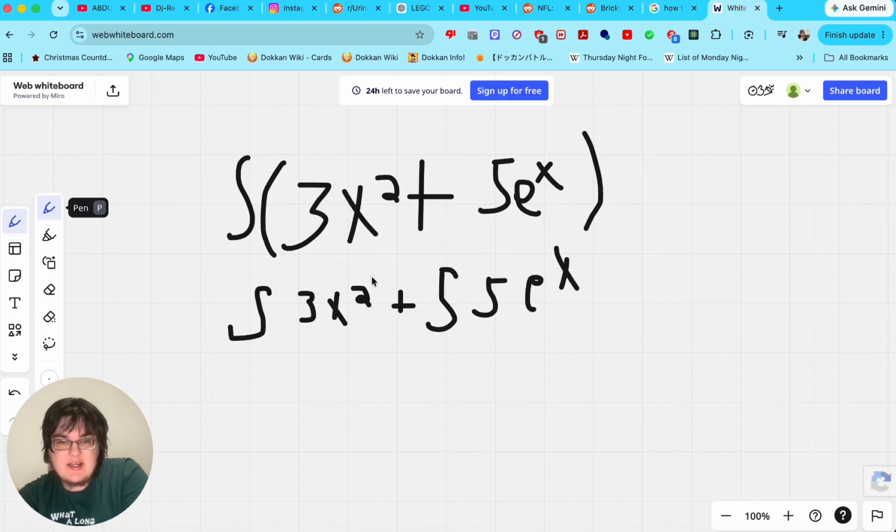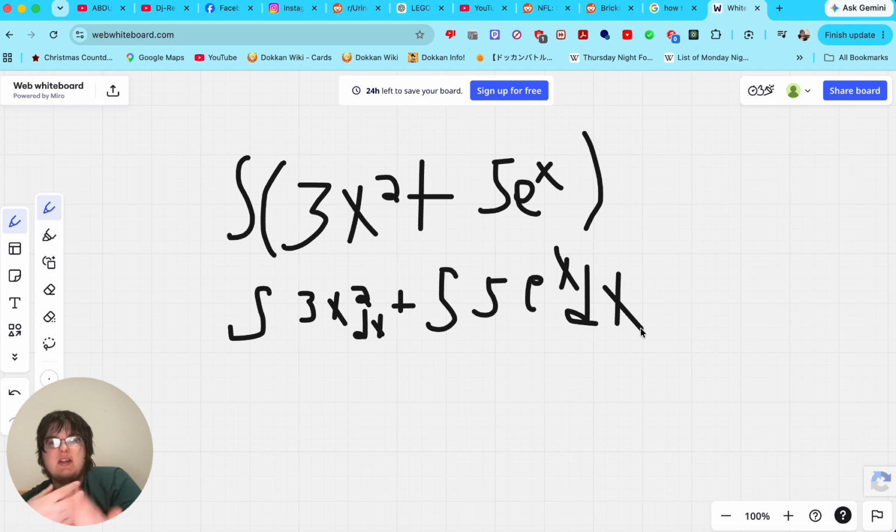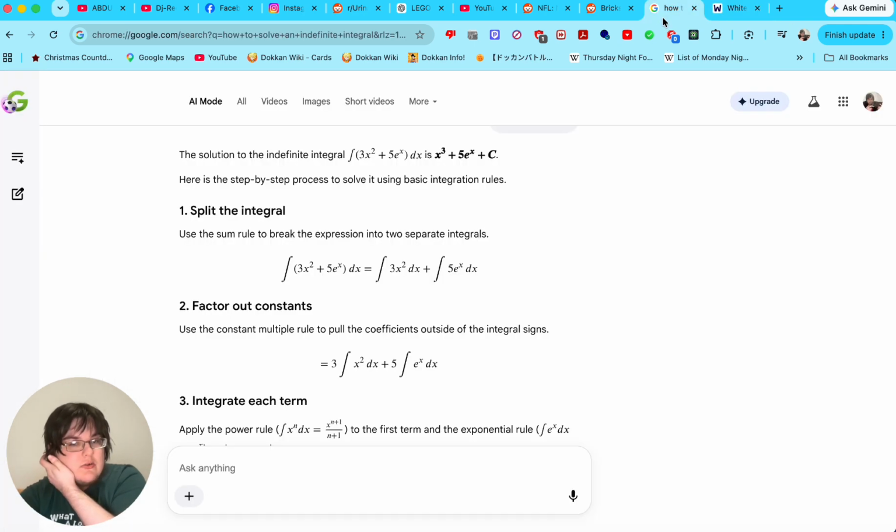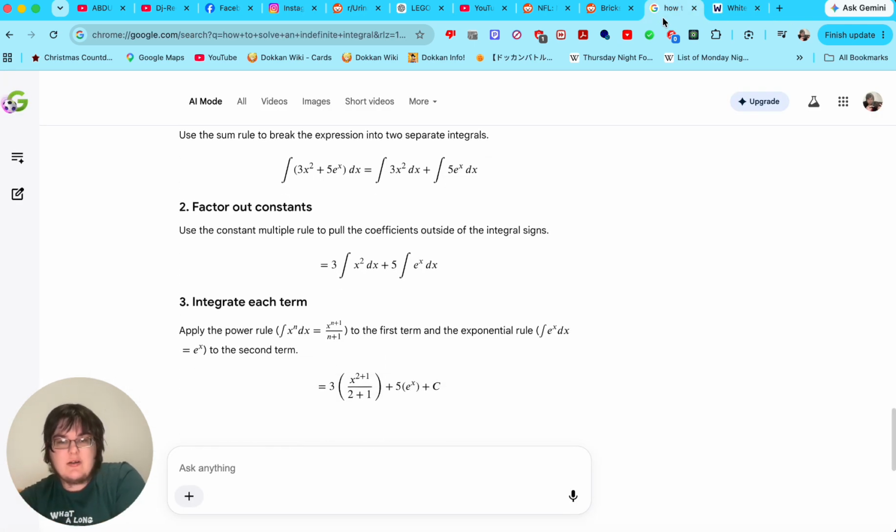Oh, yes, and your dx's are also important here. I did forget to add them in here. But yes, the dx's are important as well in order to put them into here.